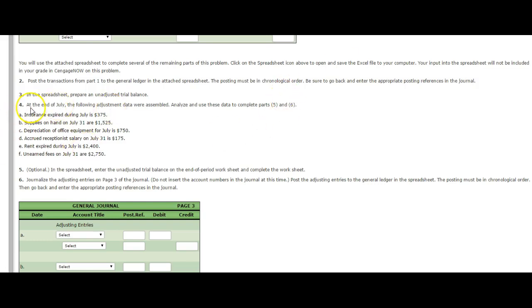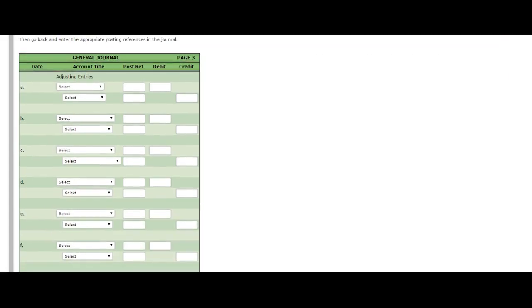So let's go down here, and then at the end of July, you had the insurance, the supplies, the depreciation, the accrued rent, and you just had to plug those in because you've already done those. And that was under the adjustments accounts. So A was insurance expense here of $375. Then you had prepaid insurance credit of $375.